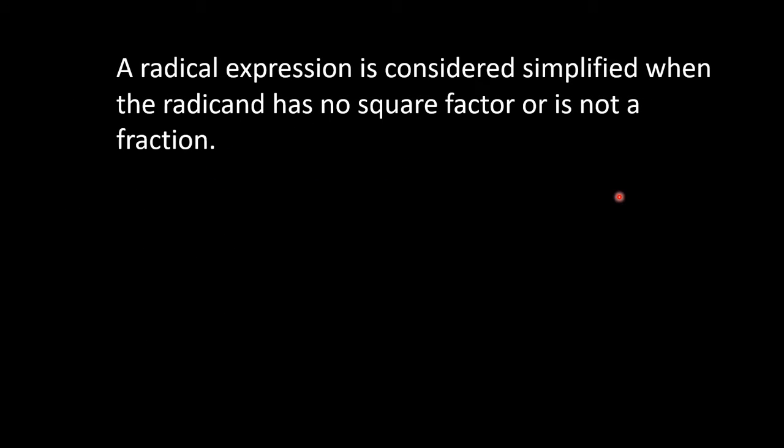A radical expression is considered simplified when the radicand has no square factor or is not a fraction. Example number 1, the square root of 15. Let us factor 15. 15 is equal to 3 times 5. 3 is not a square factor because we cannot extract the square root of 3 exactly. 5 is not a square factor either. In other words, they are not perfect square integers. So, the square root of 15 is already simplified.